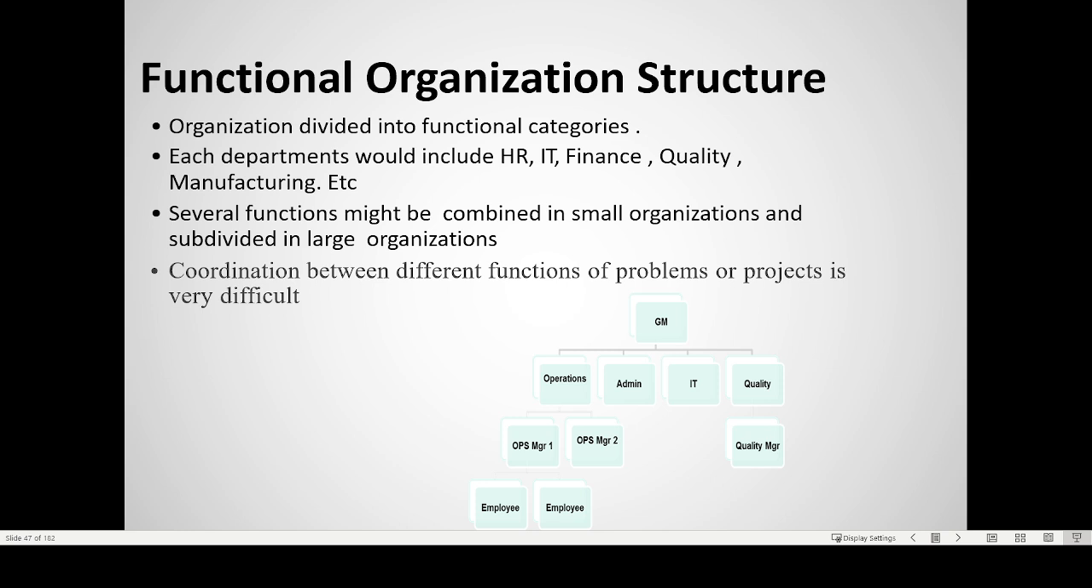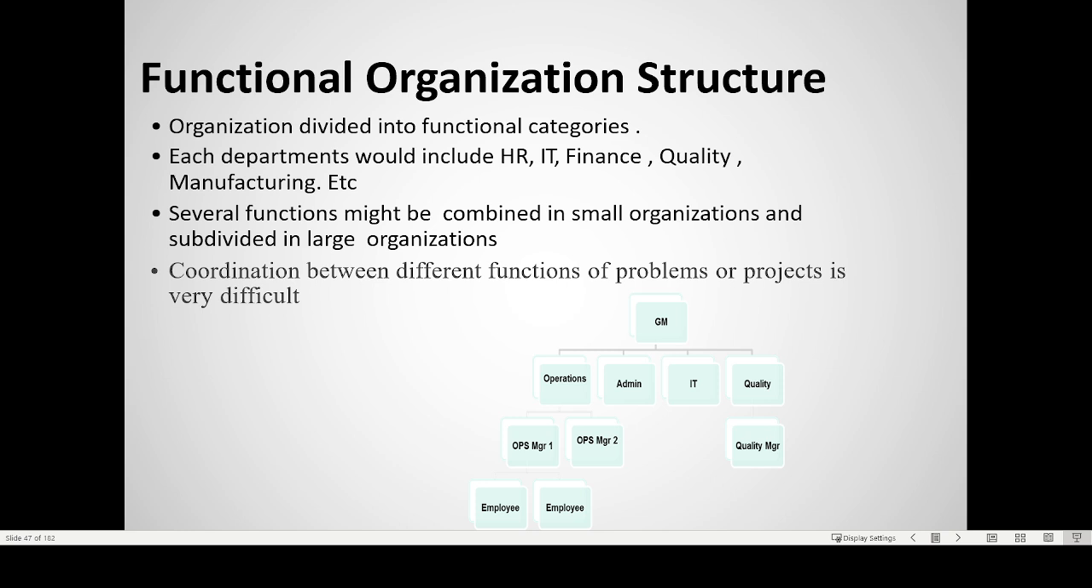As you can see in the organization chart below, we have the general manager, and under him we have the operations department, administration department, IT department, quality department, there might be a safety department, procurement department, etc. This kind of organization, the best organization structure is to have functional organization structures.